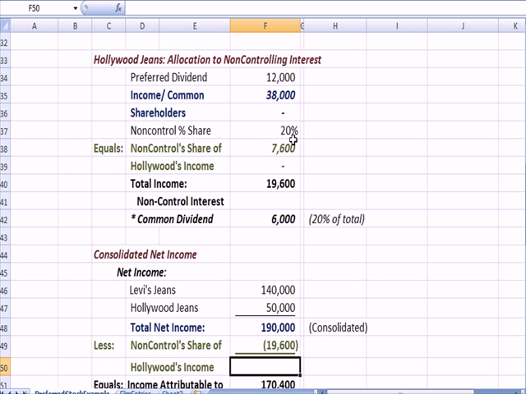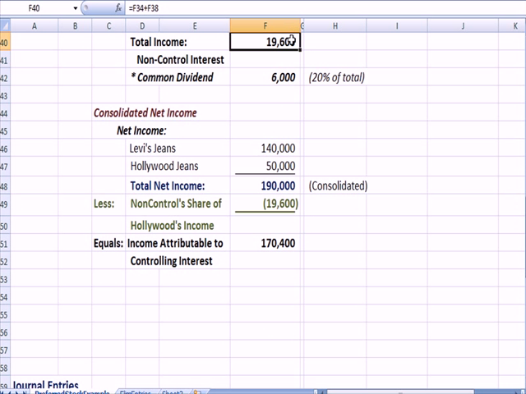It's the 19,600. Now the way we got that number is the $12,000 preferred dividend that goes completely to a non-controlling interest. Levi doesn't own any of it. Plus the share of the net income that goes to the non-controlling interest. So once again, the preferred dividend, none of which goes to Levi the parent, plus the share of Hollywood's income that goes to the non-controlling interest. So a total of 19,600. That number gets subtracted from the total net income for both companies to get the income attributable to the controlling interest, which in this case is Levi's. I'm going to write that in.